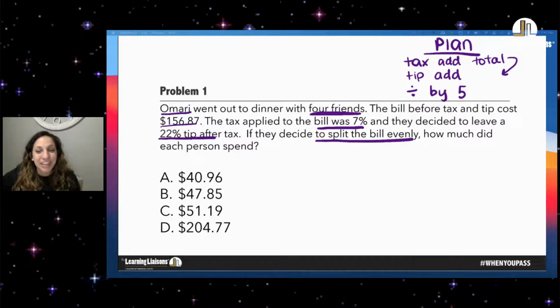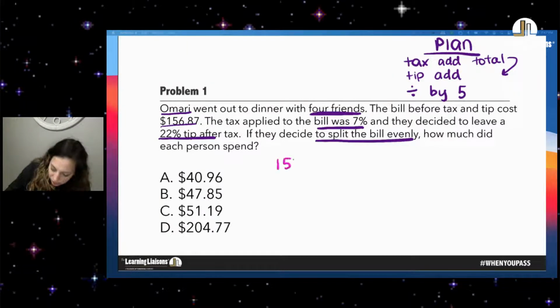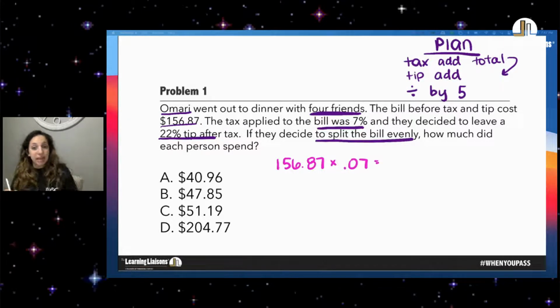Excellent job, Vicki and Missy. I love that you caught that because not everybody does. So let's go ahead and start with the tax. $156.87 times 0.07 is going to give me my tax. I am going to use my calculator for this, but that does not mean that you get one.